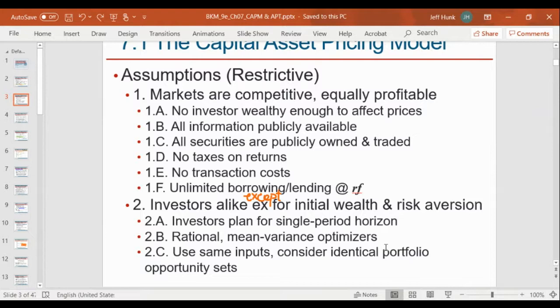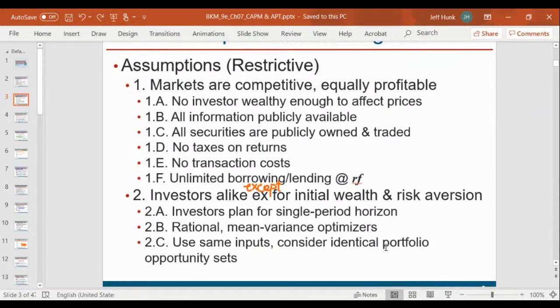Even this common sense, sensibility, rationality, sometimes it's hard to find among people who are just squandering their money and resources. Money is not the only resource. Your time is also your resource. Your energy. So anyway, and then everyone uses the same inputs. Consider identical portfolio opportunity sets. In other words, if you're mean variance optimizers.